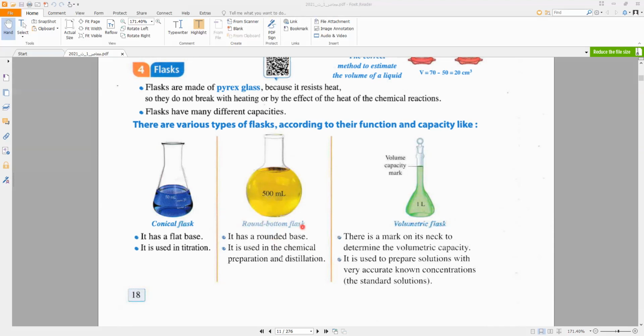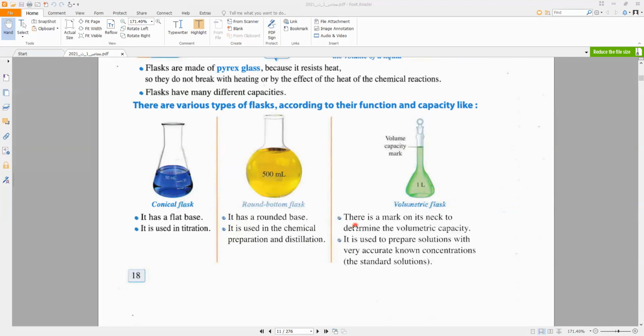Number two, round bottom flask. It has a rounded base, like this. Used in chemical preparation and distillation. Distillation means separation of substances from each other. Number three, volumetric flask. Volumetric flask has a volume capacity mark on its neck to determine the volumetric capacity, used to prepare a solution with an accurately known concentration.